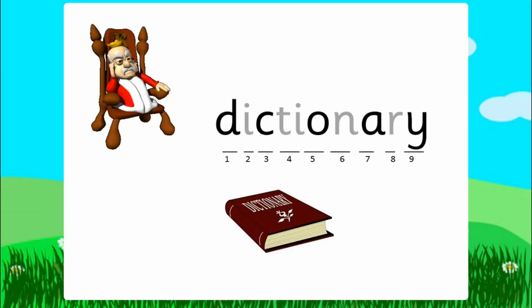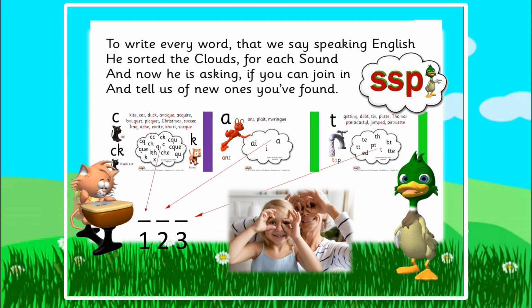You might say int or ent. You might use different speech sounds. So we're going to explore that, but keep going back to the King's Code, the dictionary. Oh, look, the A is a picture of a different sound there, not the A. To write every word that we say speaking English, he sorted the clouds for each sound, and now he is asking if you can join in and tell us of new ones you've found.